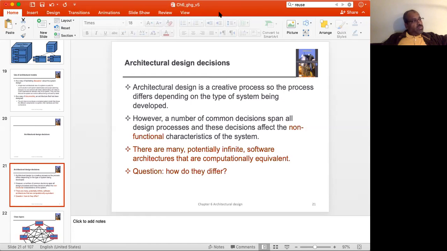So, we need to say there's something else that architecture gives you other than just a software system that works and delivers functions. Now, maybe you want to think about this for a bit. How do they differ? If many architectural solutions for the same system or problem are actually computationally the same, they do the same thing, they achieve the same function, how are they different? Just take a minute to think about that.